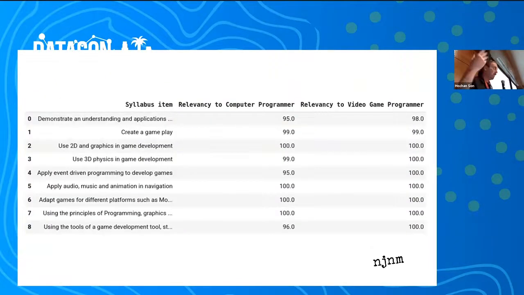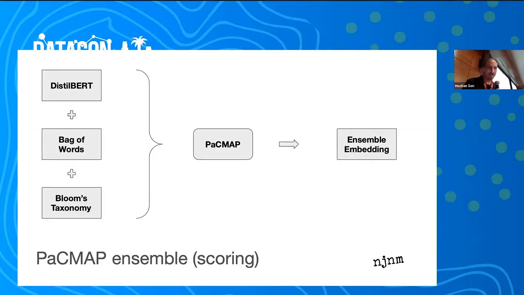And we can also, for a given course, assess the relevancy of each of its objectives to different types of jobs, right? So imagine we have a video game course. How much more relevant is it to a video game programmer than a regular one? Well, now I can answer that question. It's 7 points more relevant to the video game programmer. So this kind of thing was also very useful for the client.